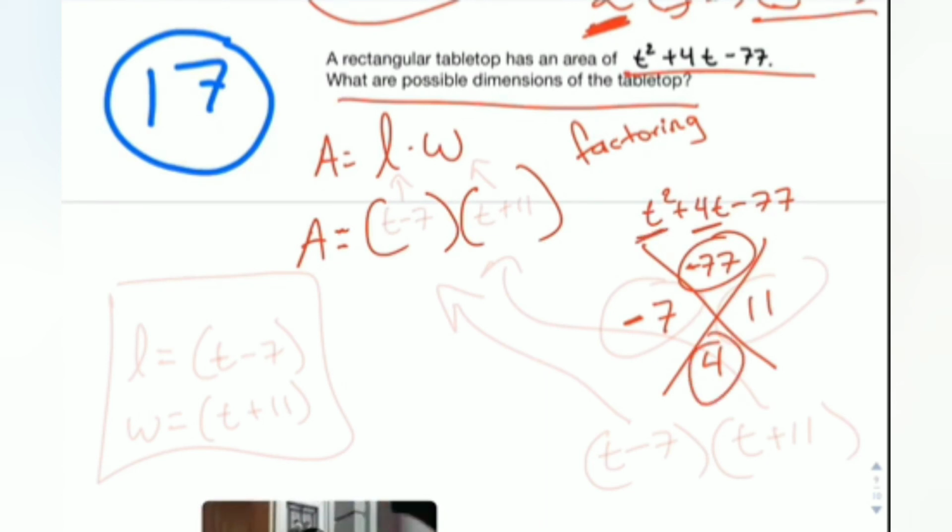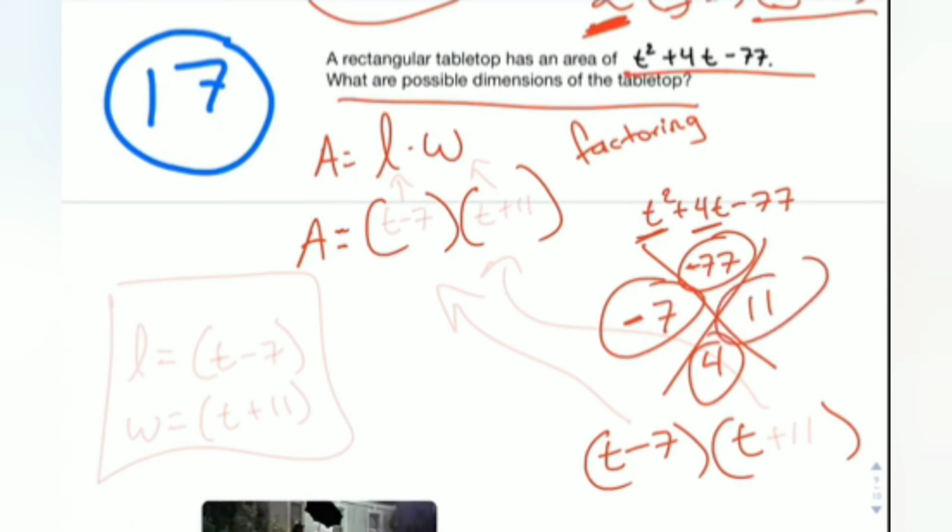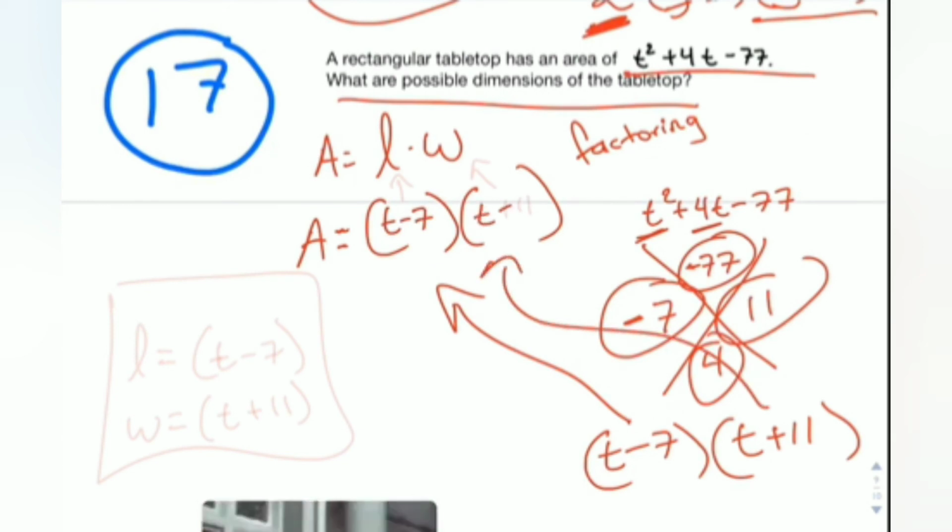What is the variable? t. So we put it in parentheses, so t, and one of them is negative 7, so t minus 7. The other one is 11, so t plus 11. So our dimensions are this: t minus 7 and t plus 11. This will be the length, this will be the width.